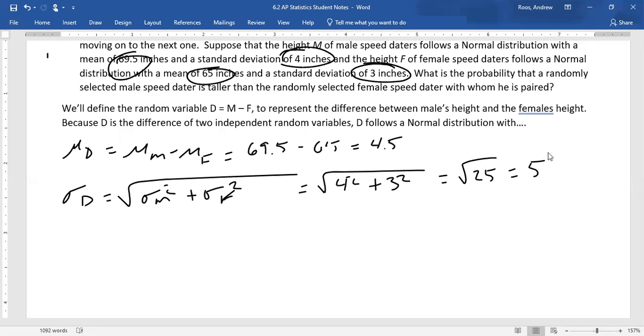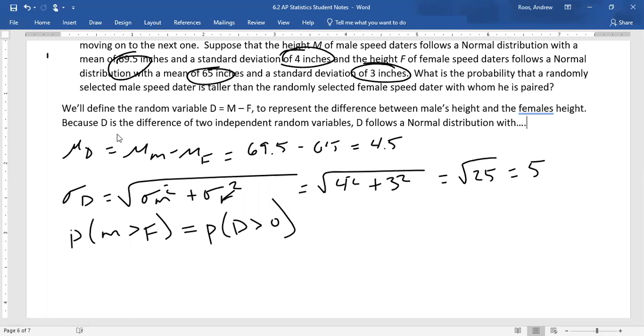So our goal, coming back to the question, is to find the probability that a randomly selected male speed dater is taller than the randomly selected female speed dater. We would want to find the probability that the male height is greater than the female height, which in terms of the mean and the standard deviation of the difference, means we want the probability that the difference is greater than 0.